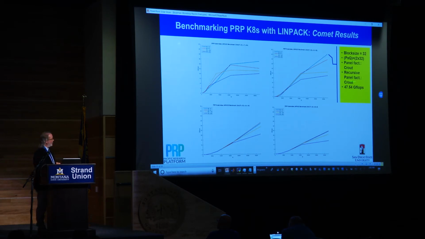The other thing is to look at the score. It's an order of magnitude, 10 times the performance that you get on the PRP cluster. So I got 47 gigaflops on Comet.